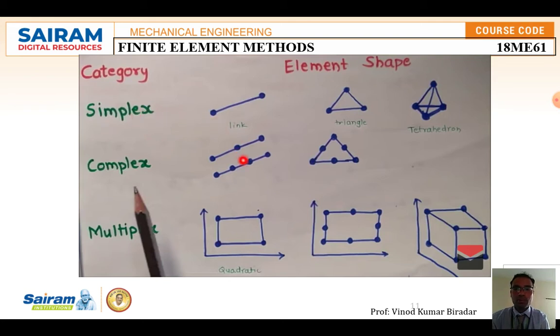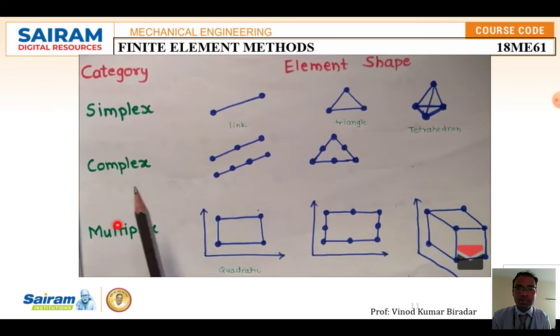Coming to the complex element, we consider the same link here, but in between the element more nodes are added. Such an element we call complex. In simplex only corner nodes are present, whereas in complex we add more nodes in between the element. These categories of elements come under the complex element.